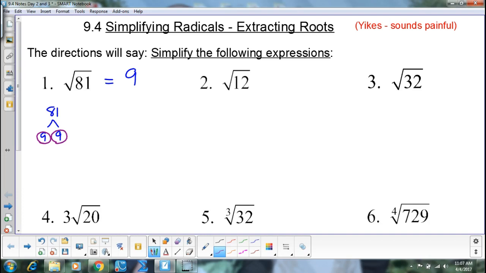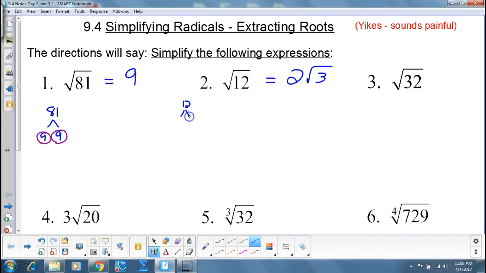Okay? Alright? Square root of 12. I love 2 times the square root of 3. Okay? Now, on this one, we've got a couple of different ways that we could do it. We could break 12 down like we did in the last one. 12 is 3 times 4. 4 is 2 times 2. Since I'm looking for a square root, there's my pair. So that 2 breaks out. Okay? The other ones stay inside.